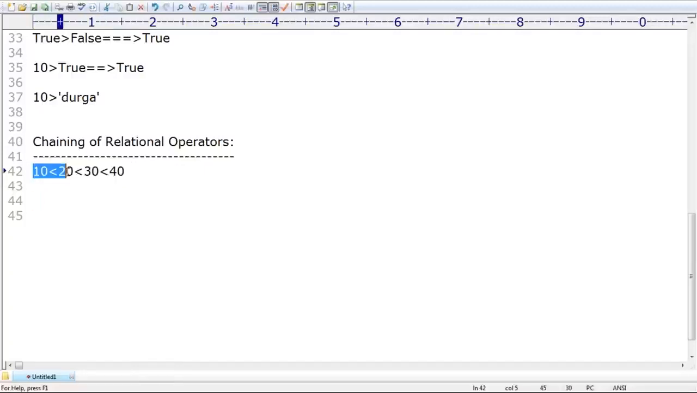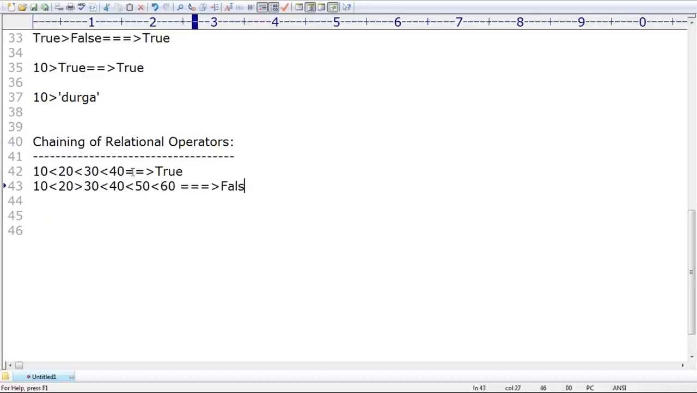Here 10 less than 20, satisfied. 20 less than 30, satisfied. 30 less than 40, satisfied. That's why the answer by default we are going to get is true, sir. Make sure, sir. 10 less than 20, greater than 30, less than 40, less than 50, less than 60 I'm taking. Can you please tell what is the answer we are going to get, sir?